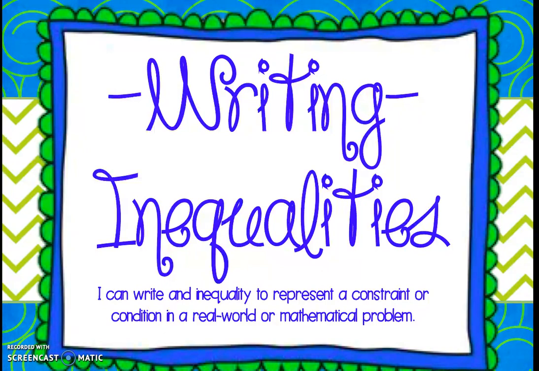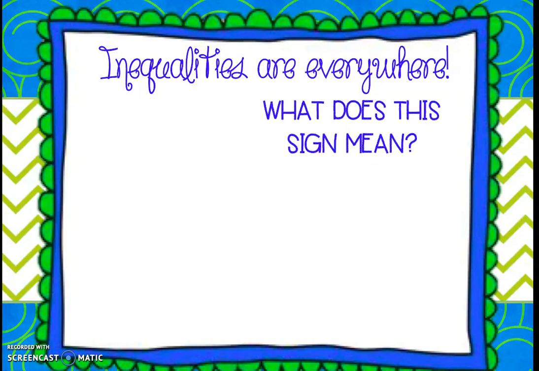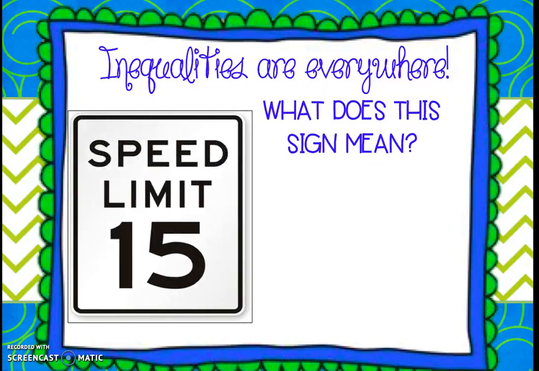So today we're going to focus mostly on just writing for mathematical problems, and then next week we'll focus more on real world situations. So first thing we need to know is that inequalities are everywhere around us. So what does this sign mean? Okay, we see it all the time. It's a speed limit. And what it does is it puts a constraint on the speed that you can go.